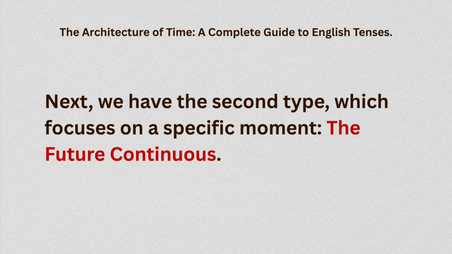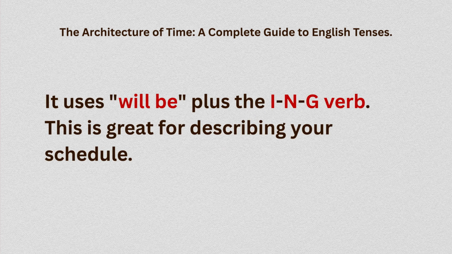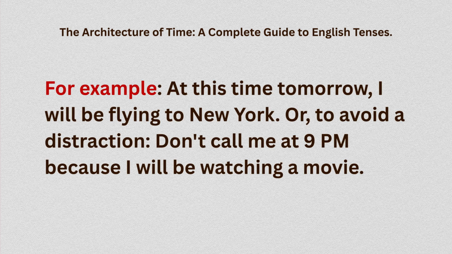Next, we have the second type, which focuses on a specific moment, the future continuous. The future continuous describes an action that will be in the middle of happening at a specific time in the future. It uses will be plus the ing verb. This is great for describing your schedule. For example, at this time tomorrow, I will be flying to New York. Or, to avoid a distraction, don't call me at 9 p.m. because I will be watching a movie.